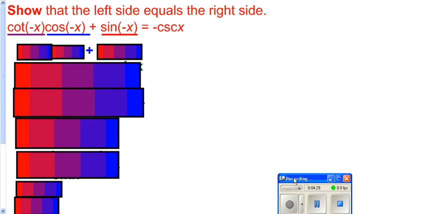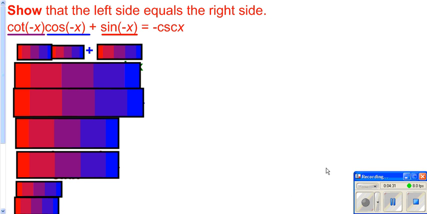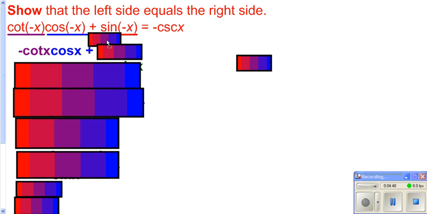So we're going to go ahead and simplify this. Well, we were just looking at the cotangent of negative x. We just said that that's simplified to the opposite of the cotangent of x. Your cosine of negative x, we just said simplified down to being the same as the cosine of positive x. The sine of negative x, we had just said simplified down to be the opposite of the sine of x.